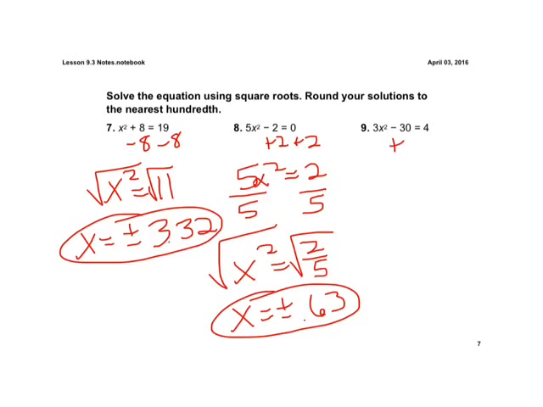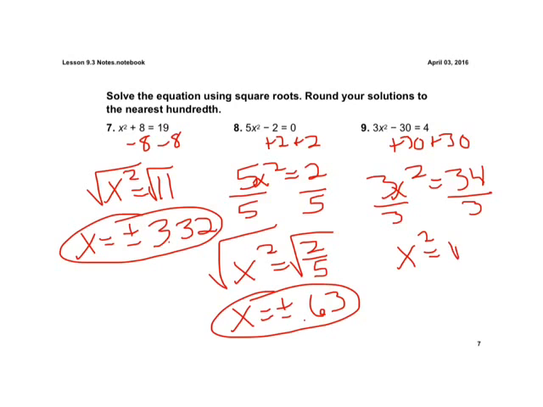And our last one, let's go ahead and add 30 to both sides. We got 3x squared equals 34. We're going to divide by 3. And 3 actually doesn't go into 34 evenly, so we're going to have to leave it. And if we take the square root of both sides, we have 34 over 3. Type that in the calculator. x is equal to plus or minus 11.33.